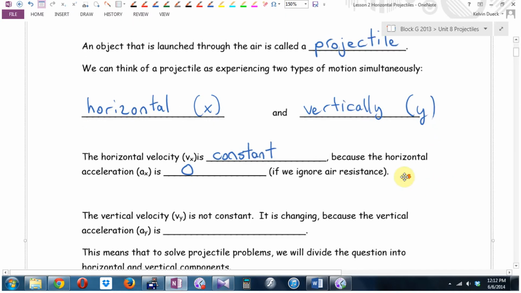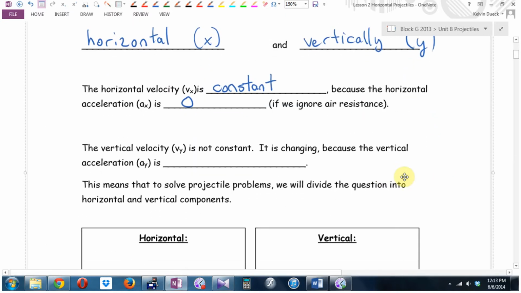Vertical velocity is not constant. It slows down on the way up, and then it starts speeding back up again on the way down. Why? Because the vertical acceleration, the acceleration is constant. It's negative 9.8 meters per second squared. Negative 9.8 meters per second squared.